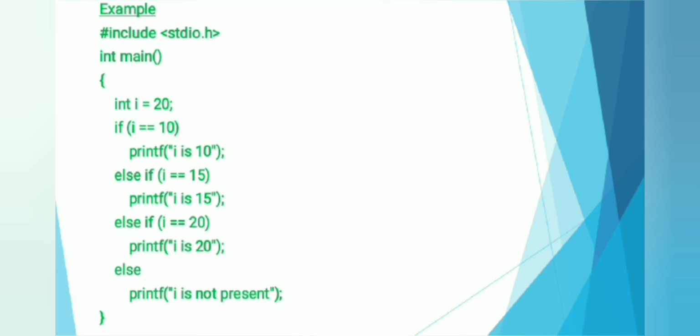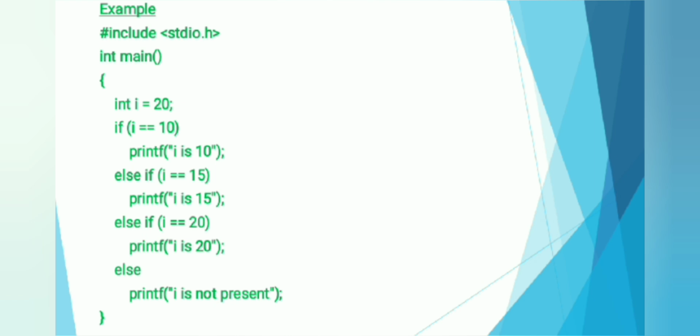So again it is going to check the condition. If it is true, the else if statement will work. If it is false, control moves to the next else if statement. So again it will check the condition. If the condition is true, the corresponding else if statement will work, or else the control moves to the else part, and that statement will work, right?